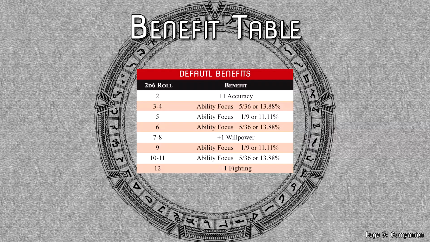Now for our 3 and 4, our 6 and our 10 to 11 rolls, each of these is a 5 out of 36 chance of rolling, or a 13.88%, so these will be the next highest ones we want to focus on.